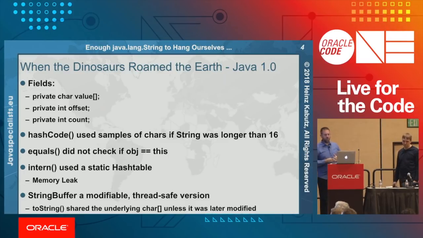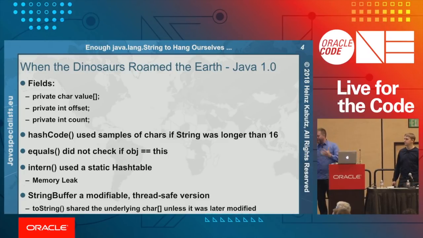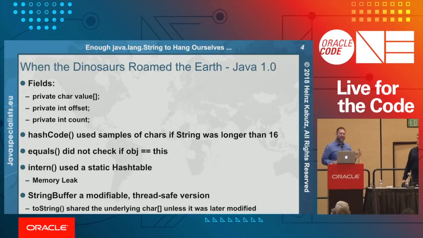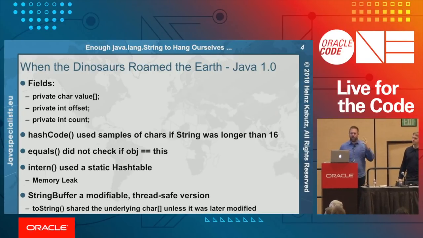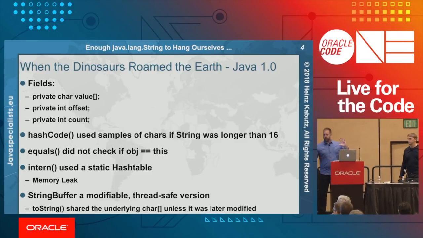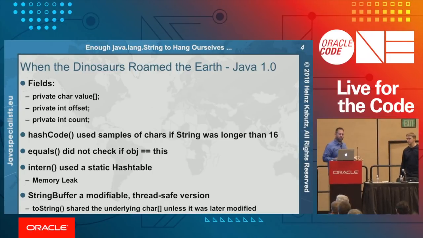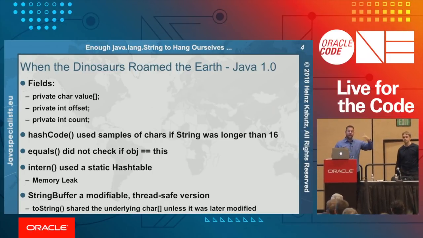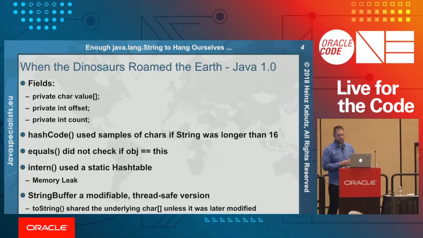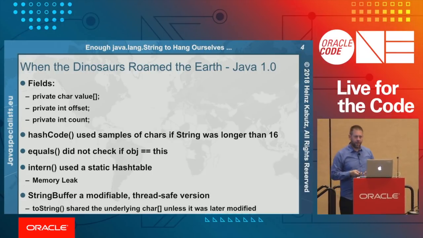And StringBuffer was, I like to call it, a vector of type char. It's a thread-safe version, and when you call toString on the StringBuffer, it actually shared the underlying char array with the string. So if you took a StringBuffer and converted it to a string, they would both point to the same char array. And if you then changed the StringBuffer, it would make a new char array inside the StringBuffer, right? So this would minimize object creation. It's a really clever idea. So you don't have to make additional char arrays.